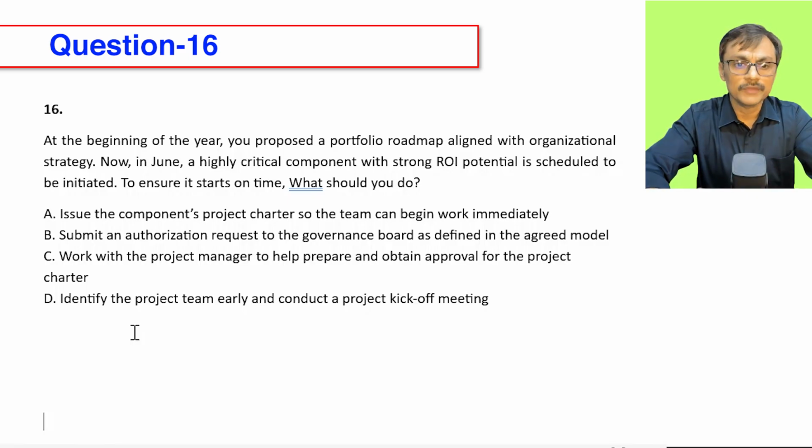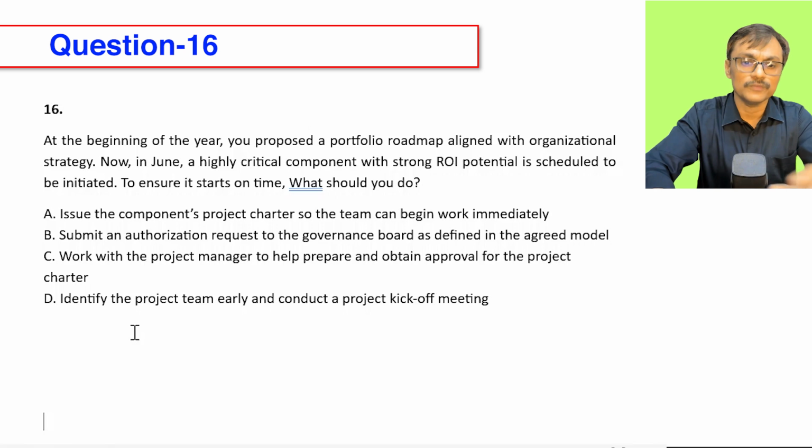So B looks good. Option C, work with the project manager to help prepare and obtain approval for the project charter. It's more or less like A. C is saying I will work with the project manager, we prepare the charter and then we'll get started. A was saying I will issue the project charter, but it is again getting into the action. So B is giving me a governance view.